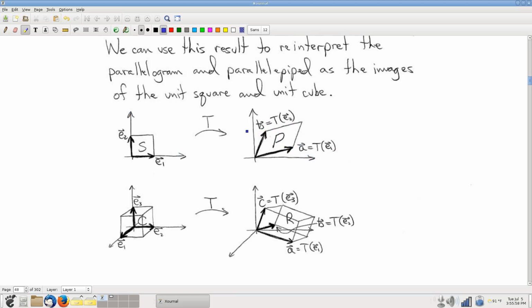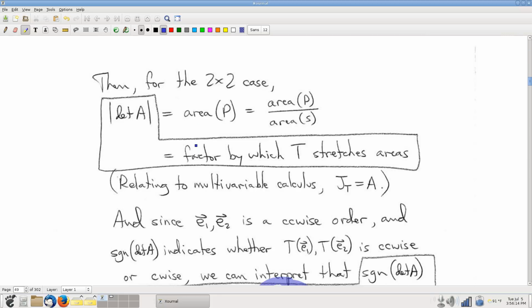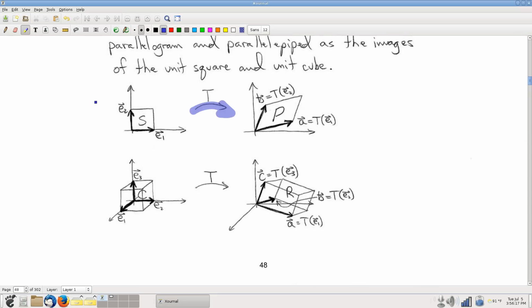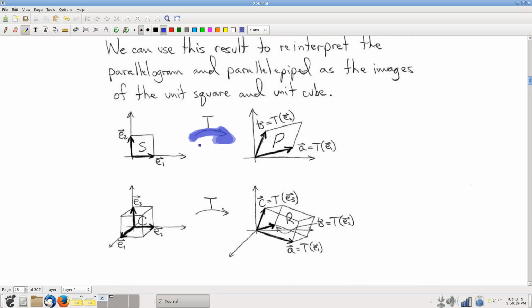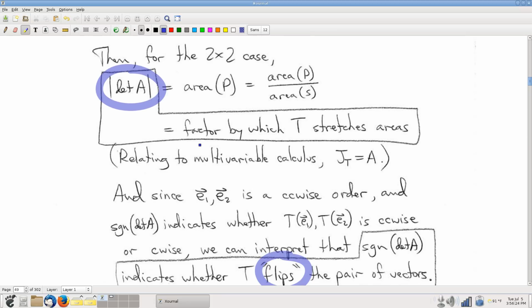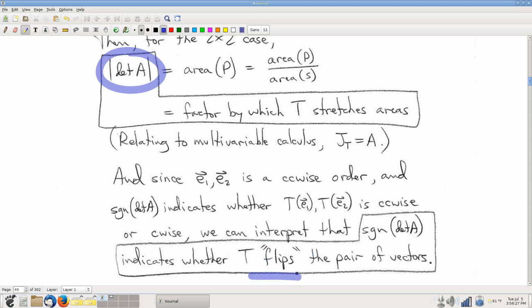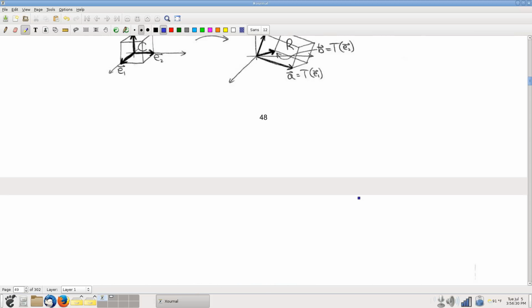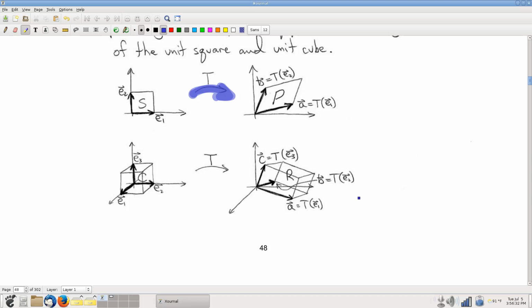Okay. So again, we're interpreting the determinant now not as a statement about the parallelogram, but as a statement about the function, this function T. So, summarizing, the absolute value of the determinant tells us how much this function T stretches things out area-wise. The sign of the determinant tells us whether this function flips things upside down or leaves them right side up.